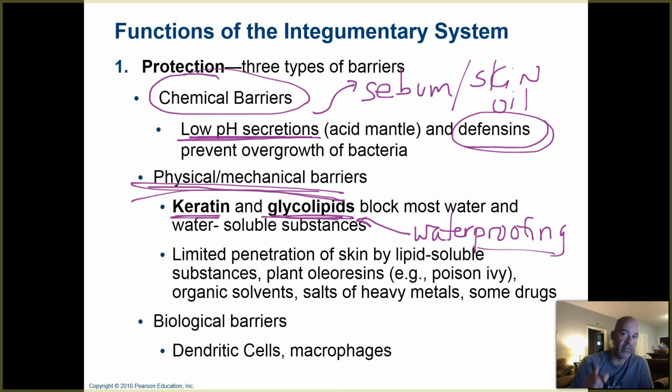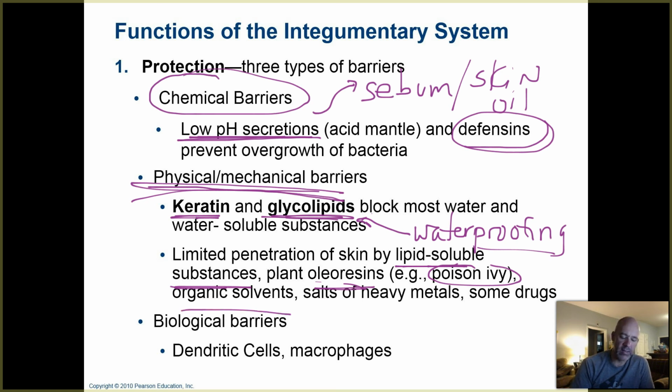Now, things that are lipid-soluble, things that do like lipids, you can take up through the skin. Those are called lipid-soluble substances. And a good example of something like that, maybe you've heard before, is that it's actually an oil in the poison ivy plant that triggers the reaction that your body may have to it if you're allergic to poison ivy, and that's called an oleoresin. So it's on the poison ivy leaves. That is a hydrophobic substance, so it is able to penetrate the keratin glycolipid barrier of the skin, and you can absorb that inside.